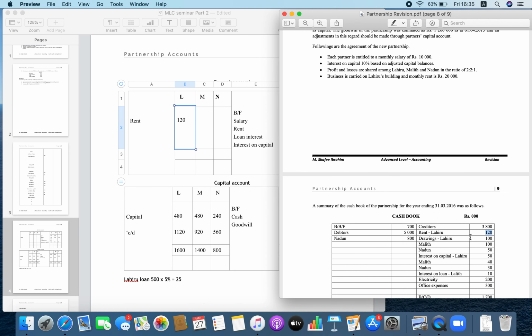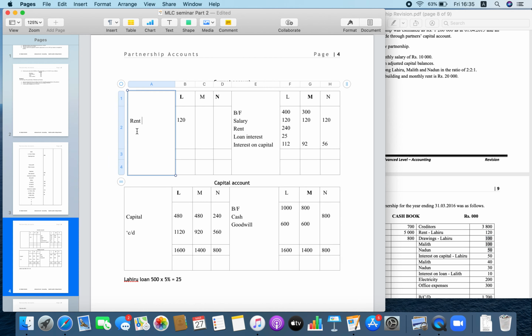Drawings. Now guys, there are 3 drawings over here. You know that if there is a drawing, that should come to the current account on the debit side. So guys, start marking that over here. Drawings. Right, so we have 100, and also we have 50.